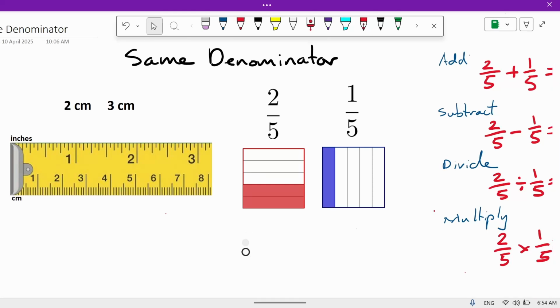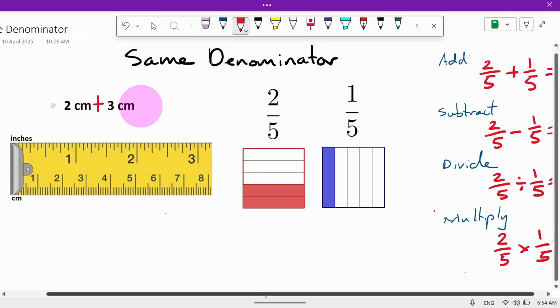How long is 2 centimeters plus 3 centimeters? Well, if we have a look, we've got 2 centimeters there, and then another 3 centimeters, and we can say that it is 5 centimeters. Now, these are both of the same unit, so therefore we're only concerned about how many. 2 and 3 makes 5.